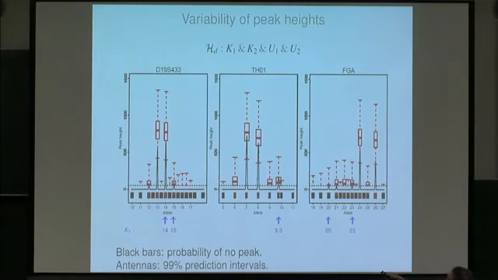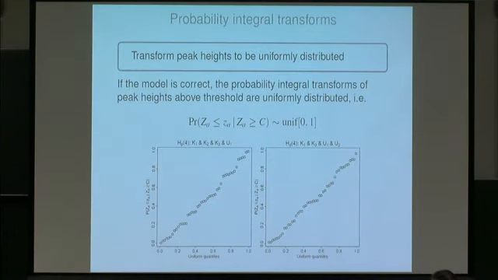Of course, I could make tests like saying, well, I would expect 50% of my observations to lie within the 50% middle range. Of course, I need to be a little bit careful here because the intervals are not independent here. But I can also transform the peak heights to a uniform scale.